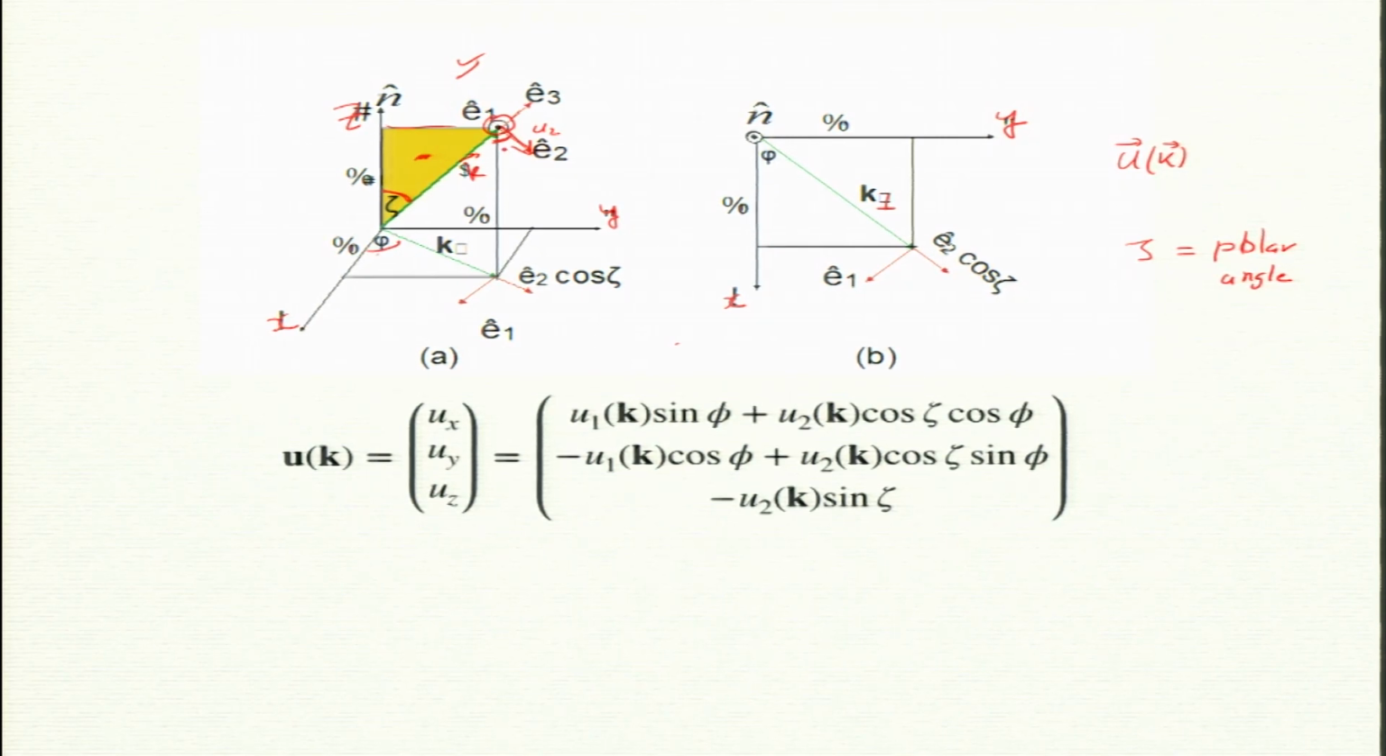So, this angle will be 90 minus zeta. This angle is zeta, and this is 90 minus zeta. So, u2 cos of 90 minus zeta will give, with a minus sign because my uz is upward but this is downward, the z component: minus u2 sin zeta. Fine. Now, what about the x component and y component?